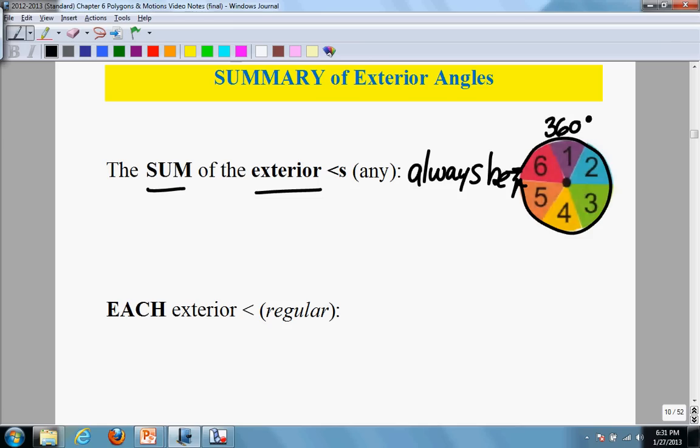Now, if I wanted a single one, it's the same concept as interior. It's sum over sides, except in this case, the sum is 360, and the number of sides is n. Now, these equations seem really confusing, but I have something that's going to help you memorize them. Go to the next page.